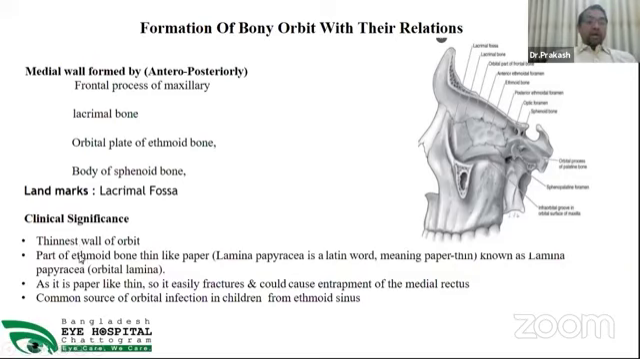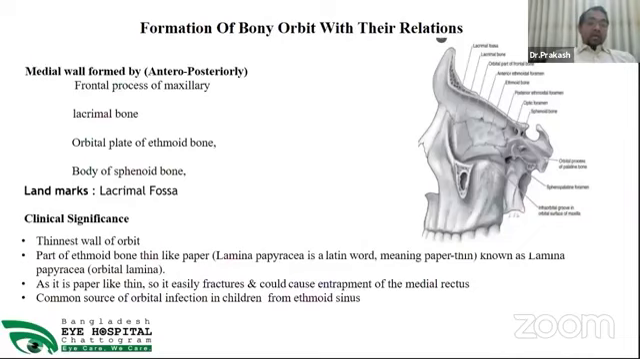Most of the ethmoid bone is so thin, like paper, and hence it is called lamina papyracea. This lamina papyracea is a Latin word, and the meaning is paper thin. This is also called the orbital lamina. As it is very thin, it easily fractures and may cause entrapment of the medial rectus.